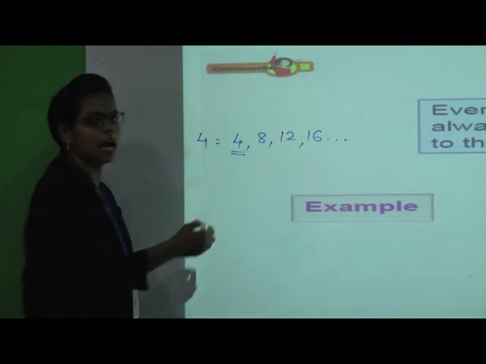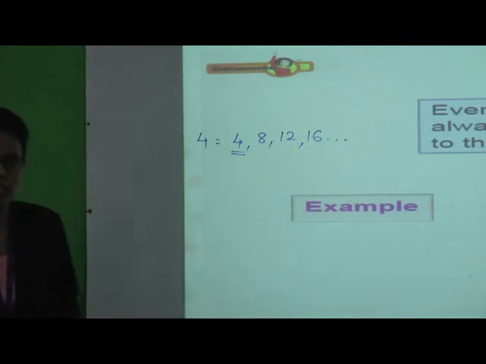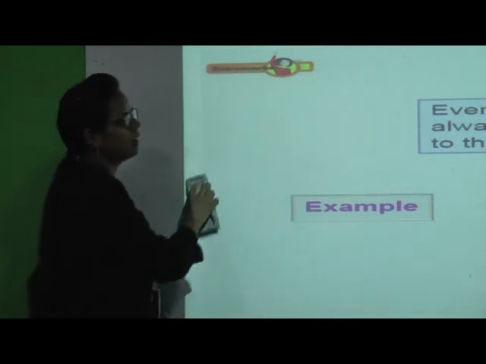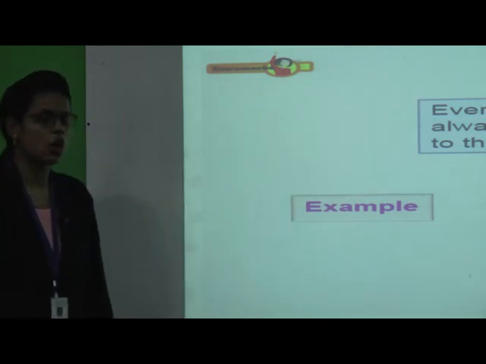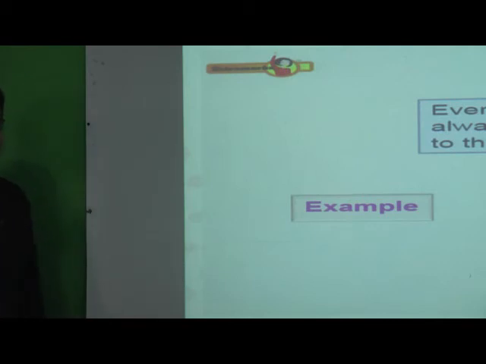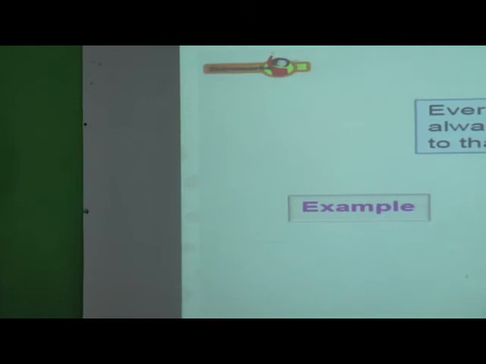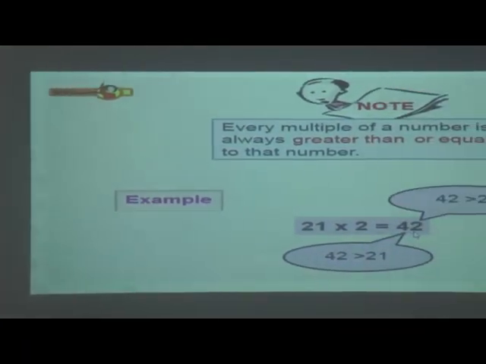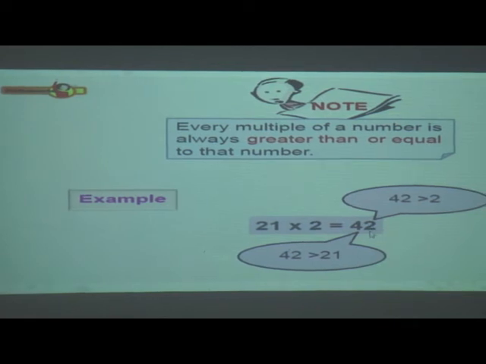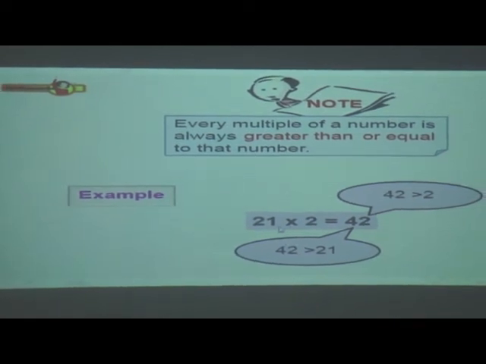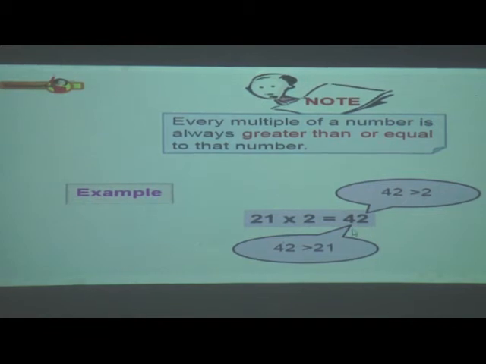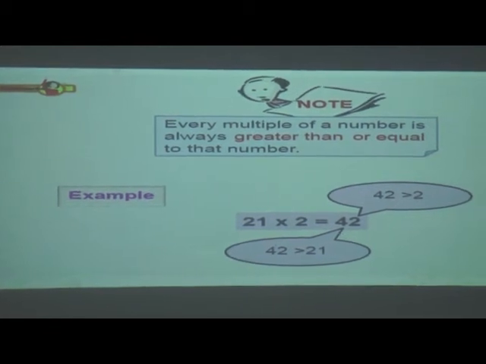So this property tells us that every multiple of a number is always greater than or equal to that number. We will see one more example here. 21 multiplied by 2 is equal to 42. 42 is greater than 21. So all the multiples will be equal to or greater than that number.